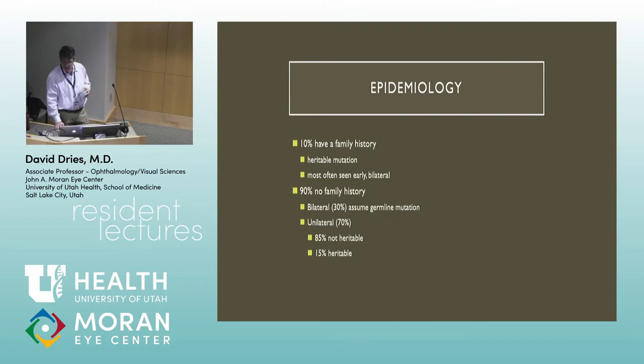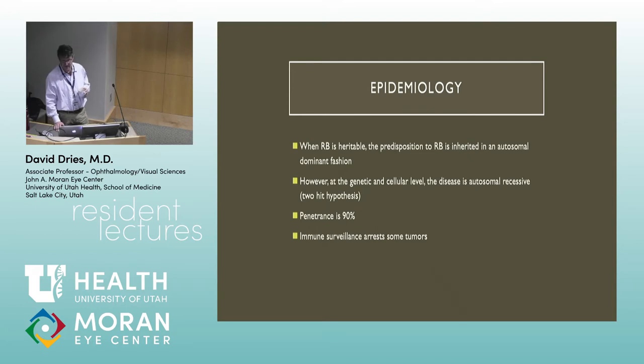Most are unilateral. 70% unilateral, about 30% bilateral. Look, if they're bilateral, they've got what's called a germline mutation, right? If they're unilateral, they might. They usually don't, though. 85% don't have a germline mutation. Okay. We'll dive into the genetics later to understand that.